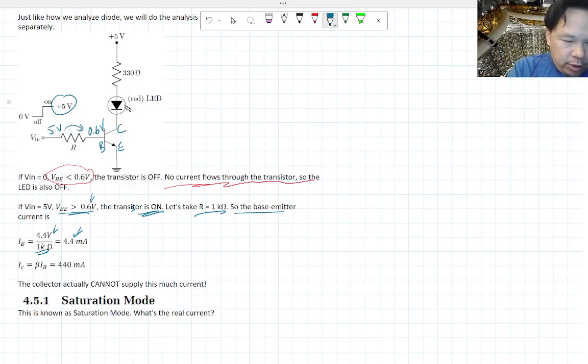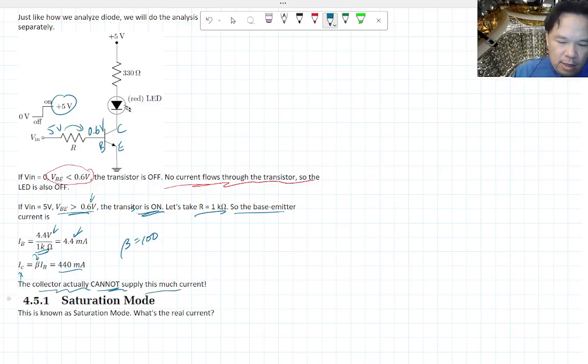What the transistor does when it's on is it amplifies the base current by a factor of beta. In this case, we're just going to take beta to be 100, which is approximately what you'll get with the transistor we're using in the lab. So when you amplify this by a factor of 100, you get 440 milliamps. But this is actually not true, because the collector cannot supply this much current.